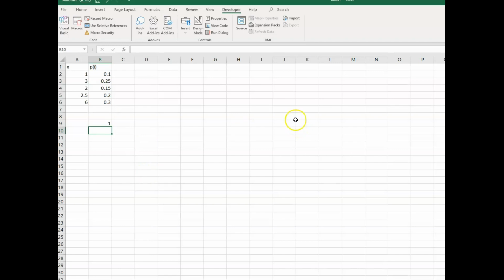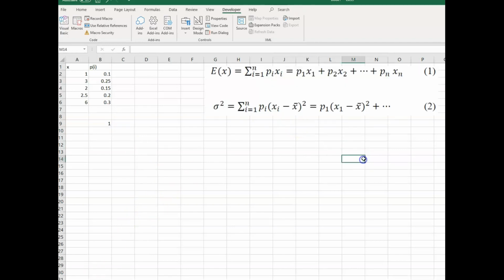According to equation number 1, when we calculate the expected value, this is the formula: P1 times X1 plus P2 times X2 plus, until the last one. For this case, it's P5 times X5. Then the summation will be our expected value. So this is Pi times Xi.